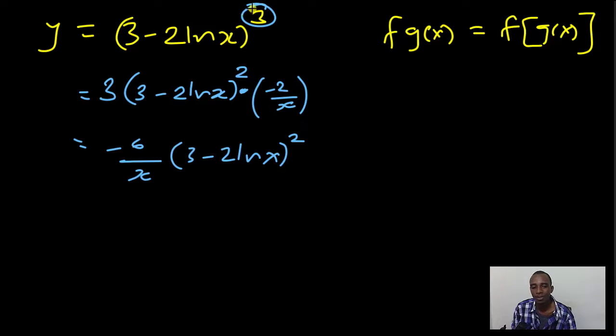So don't forget, you drop the power, you reduce the power by 1, just like a polynomial should be, and then you take the derivative of this bracket here, whatever is inside, you take its derivative. Right? Okay, so let's go ahead and do something else here. That was problem number 5.